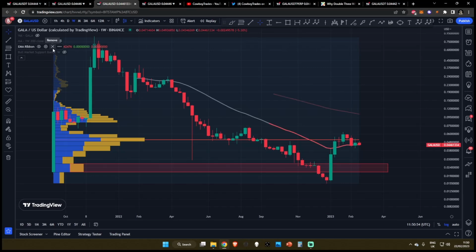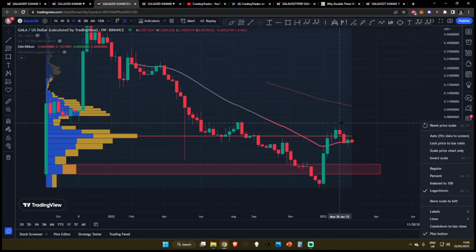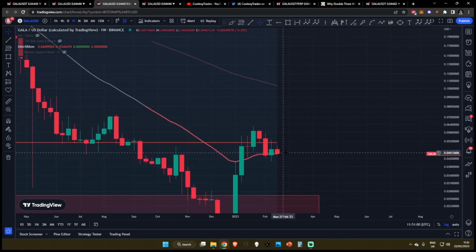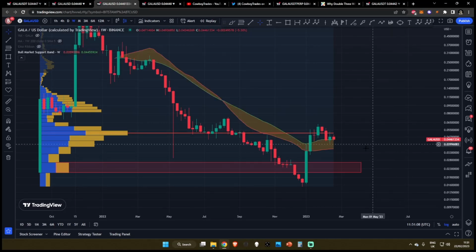But that being said, if we do put on the EMA ribbons, you can see that we have moved above the short-term moving average, and we're currently backtesting the short-term moving average again. So once again, 4.4 cent is a price target you need to keep your eyes on, but 4.3 cent really is your last line in the sand. You can also see we're starting to lose support on the short-term moving average while we are getting this red, green, red bearish continuation pattern.